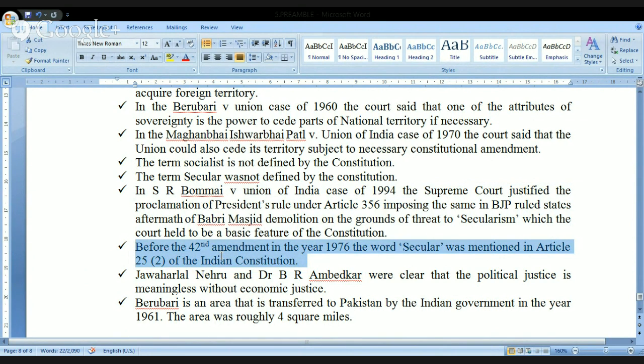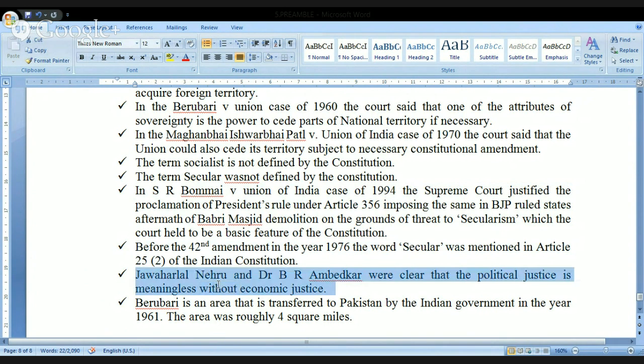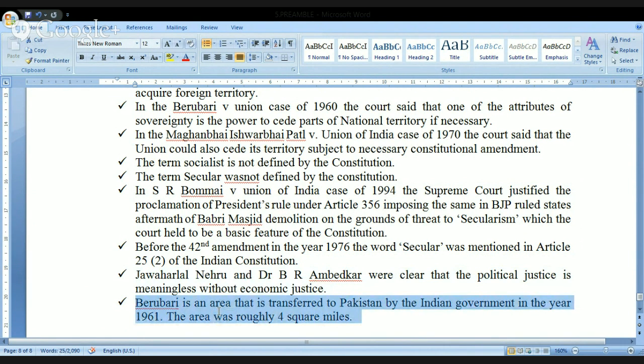All right. Now, Jawaharlal Nehru and Dr. B.R. Ambedkar were clear that political justice is meaningless without economic justice. And without social justice, these two are meaningless, according to the same people. Next one. When it comes to Berubari, you might have just seen, this is an area that was transferred to Pakistan by the Indian government in the year 1961. So Berubari, this area, will always come into discussion every time.